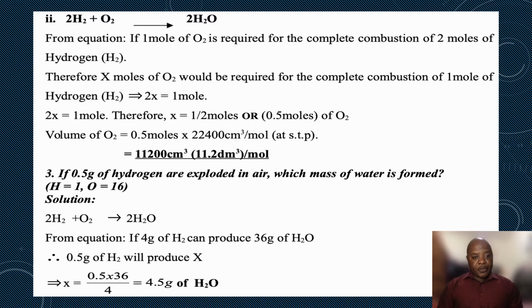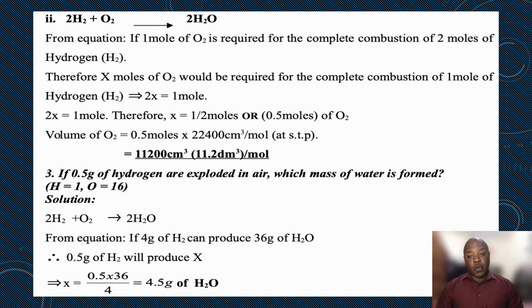So from the equation, if 4 grams of hydrogen... why do I say it is 4? The relative atomic mass of hydrogen is 1. And there are 2 molecules, and there's 1 molecule of hydrogen there. So 1 times 2 is what? It is 2. Then 2 times 2 is what? It is 4.